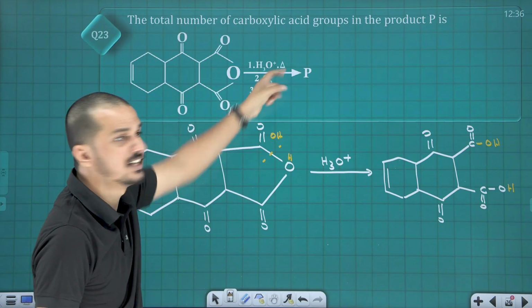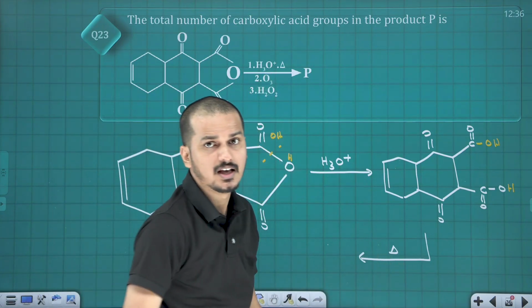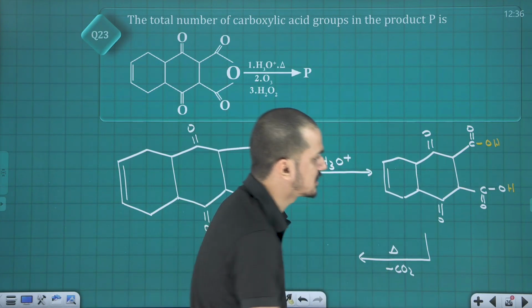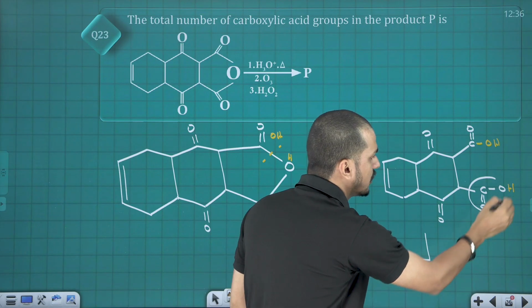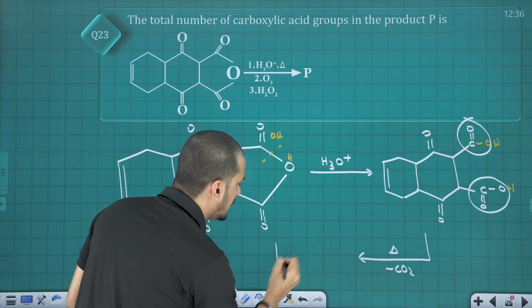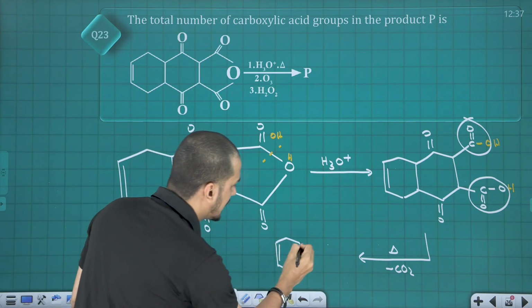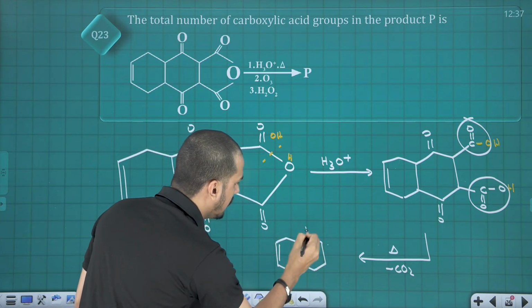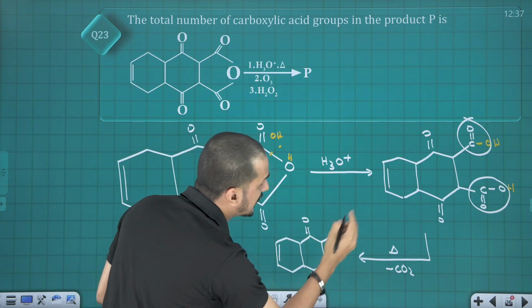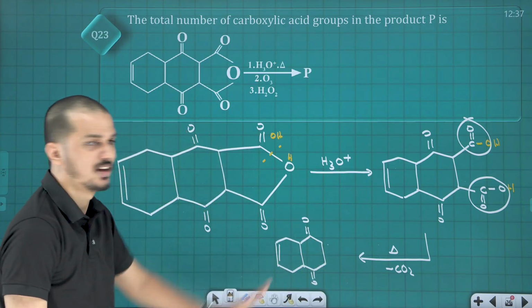Next step, you are heating that one. Once you are heating that one, carbon dioxide molecule will be eliminated. Decarboxylation. So from here CO2, and from here also CO2 will be eliminated. Then what is remaining there? You can see first ring, double bond, second ring, double bond O, and the third ring is not there, only H is there. H means no need to draw. This one will be there.